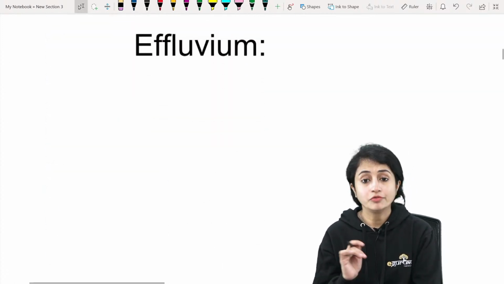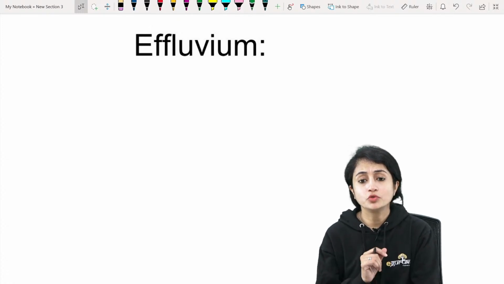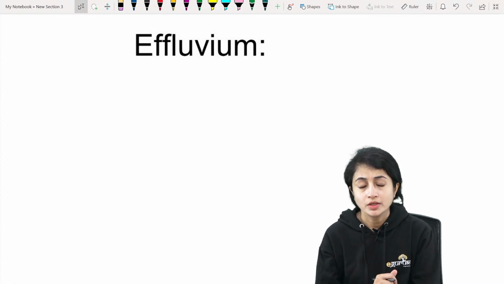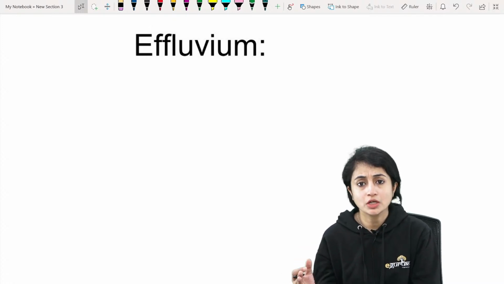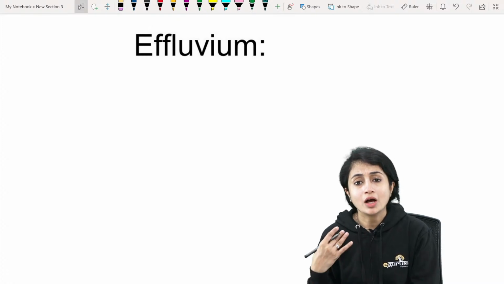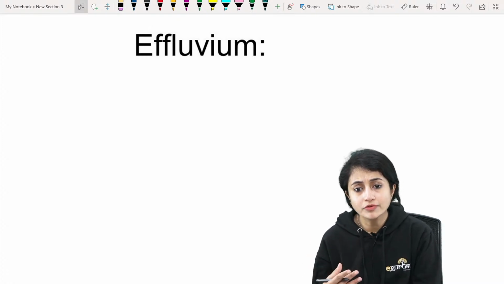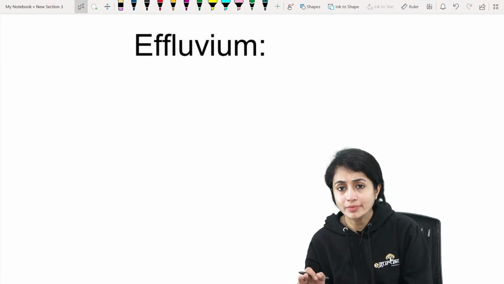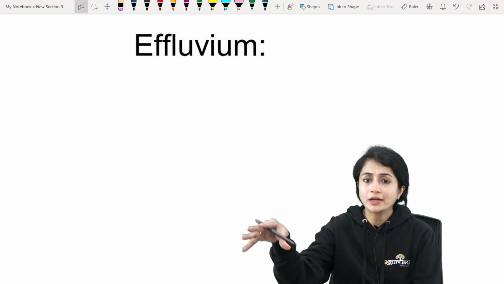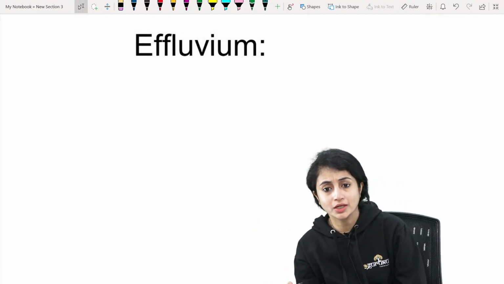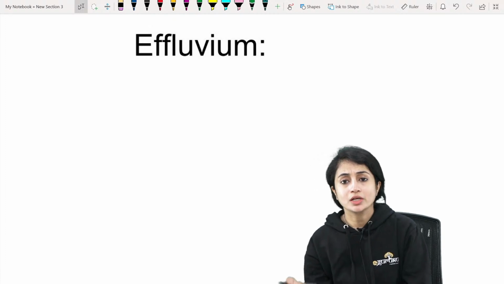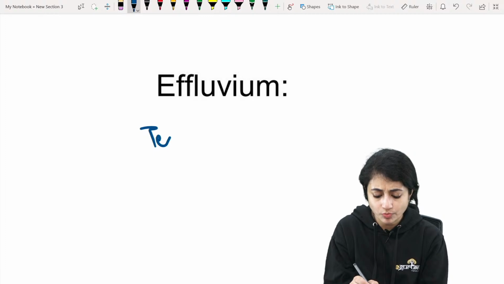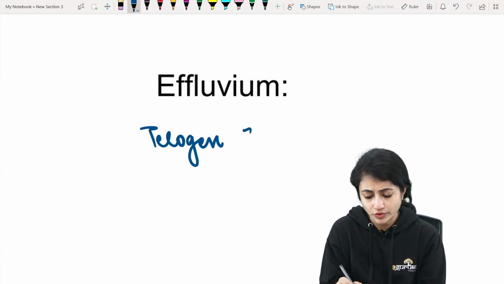Now, effluviums. What are effluviums? Suppose you fall sick. Suppose there are a lot of patients now who had COVID. After COVID, 2 to 3 months later, they suddenly start losing a lot of hair. If you examine them, you do not see any patch or a pattern, but there is a diffuse hair loss happening. That is called effluvium, and that can be of two types, anagen and telogen effluvium. For you, what is important is telogen effluvium.